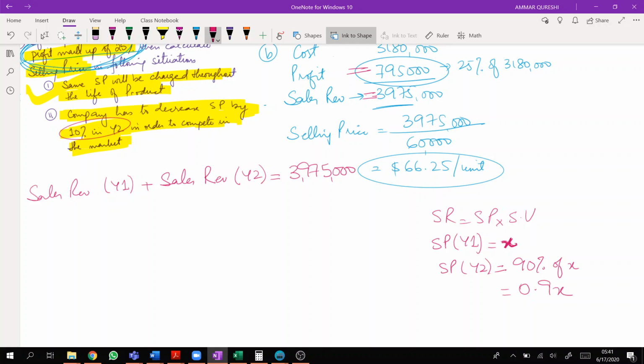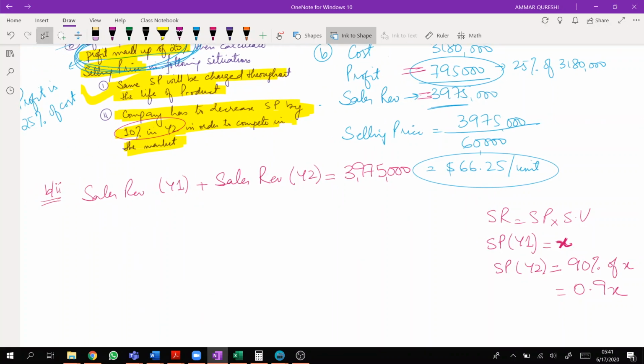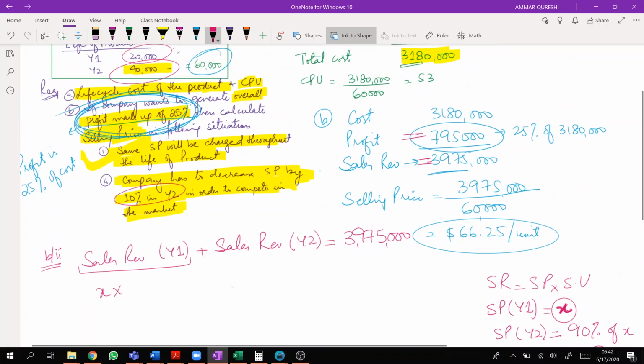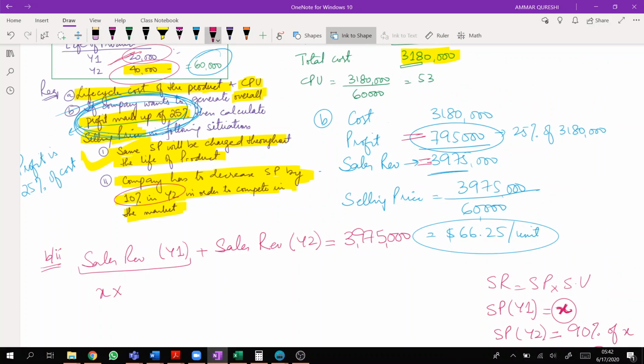Right? So what we can write now is, see, sales revenue of year 1 means what? Selling price multiplied by sales volume. The selling price of year 1 is X and sales volume of year 1 is 20,000 units. So selling price multiplied by sales volume, this is the revenue of year 1, plus what is the selling price of second year?